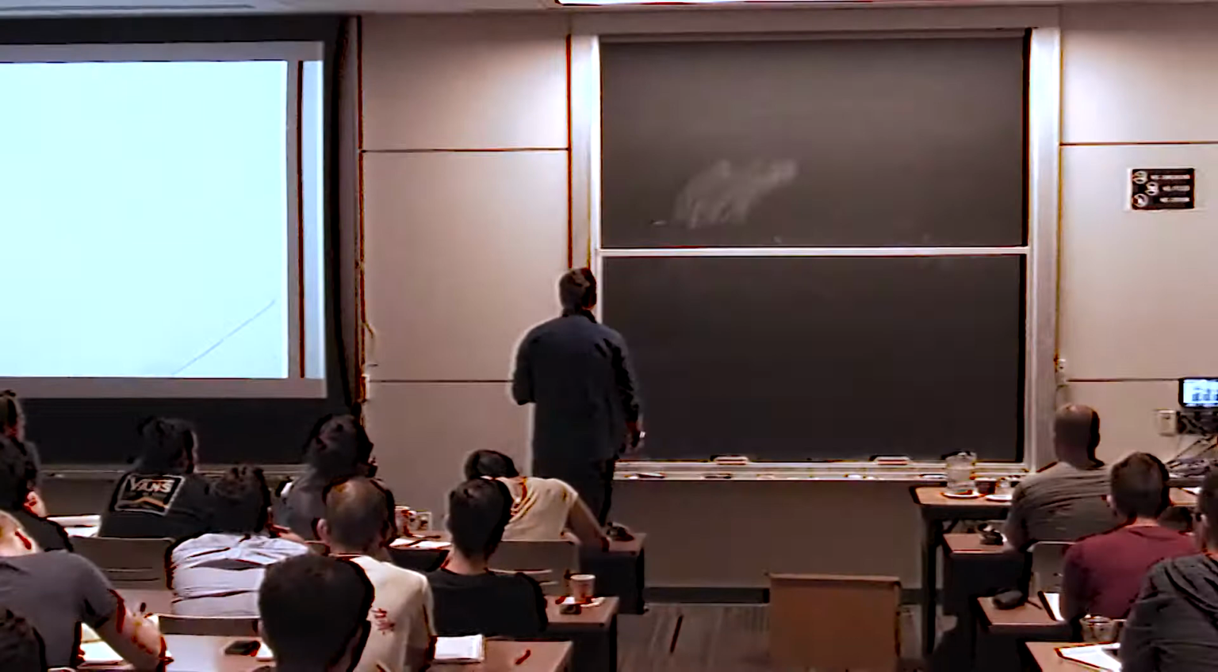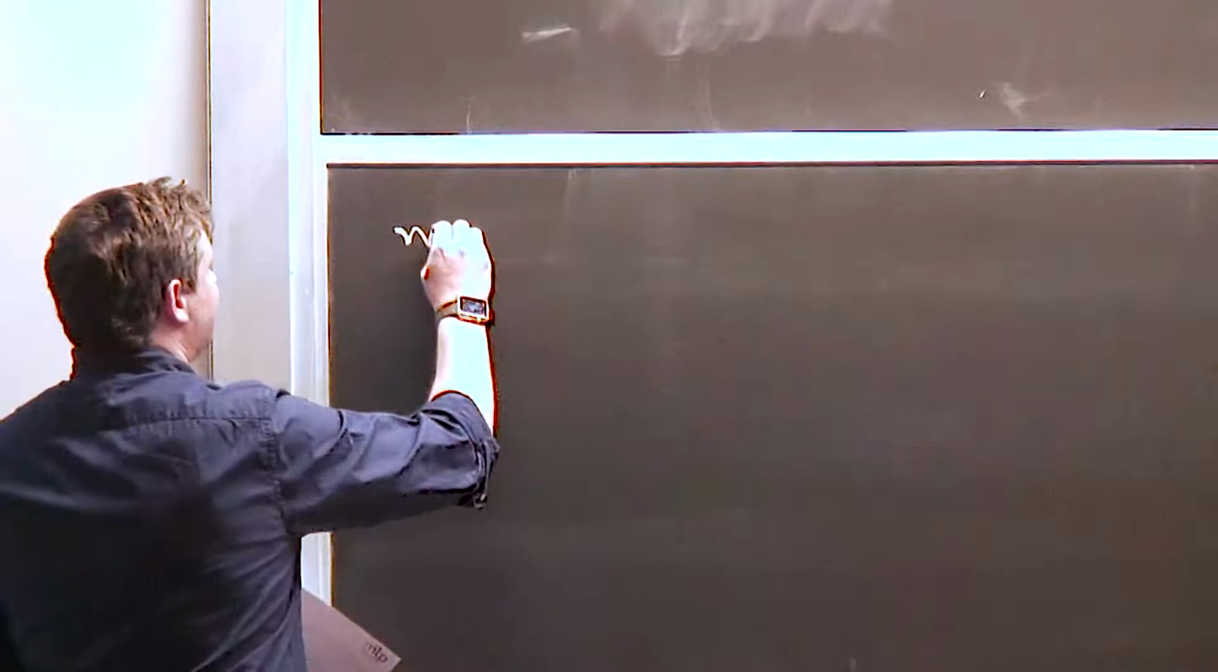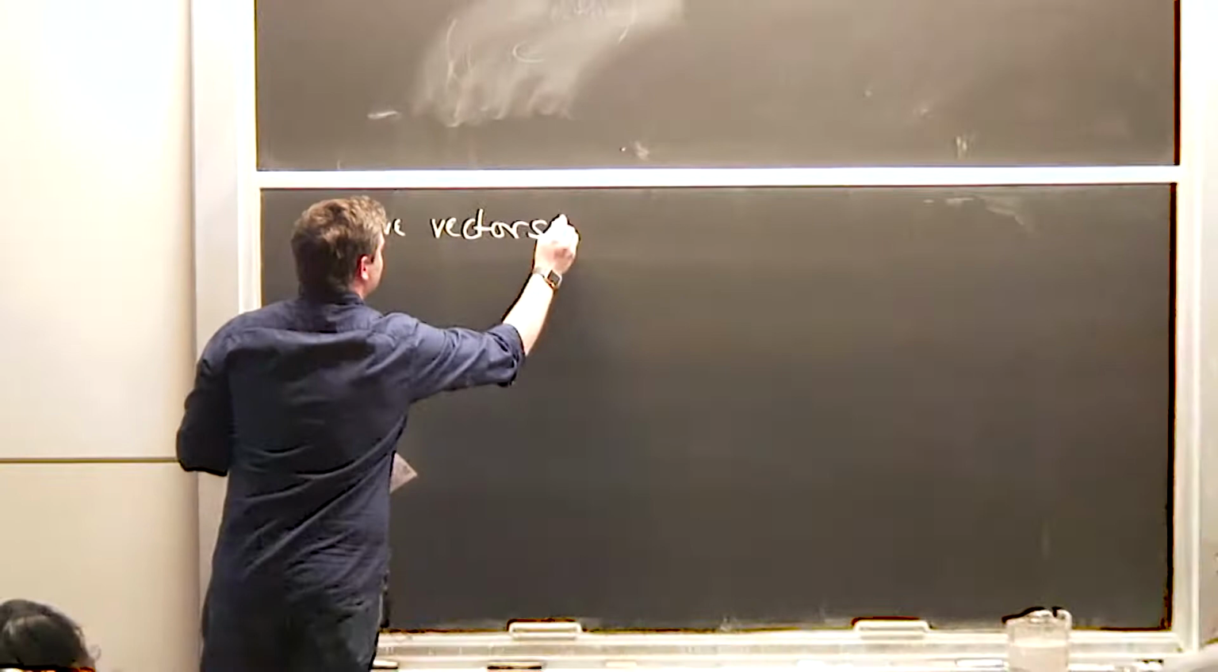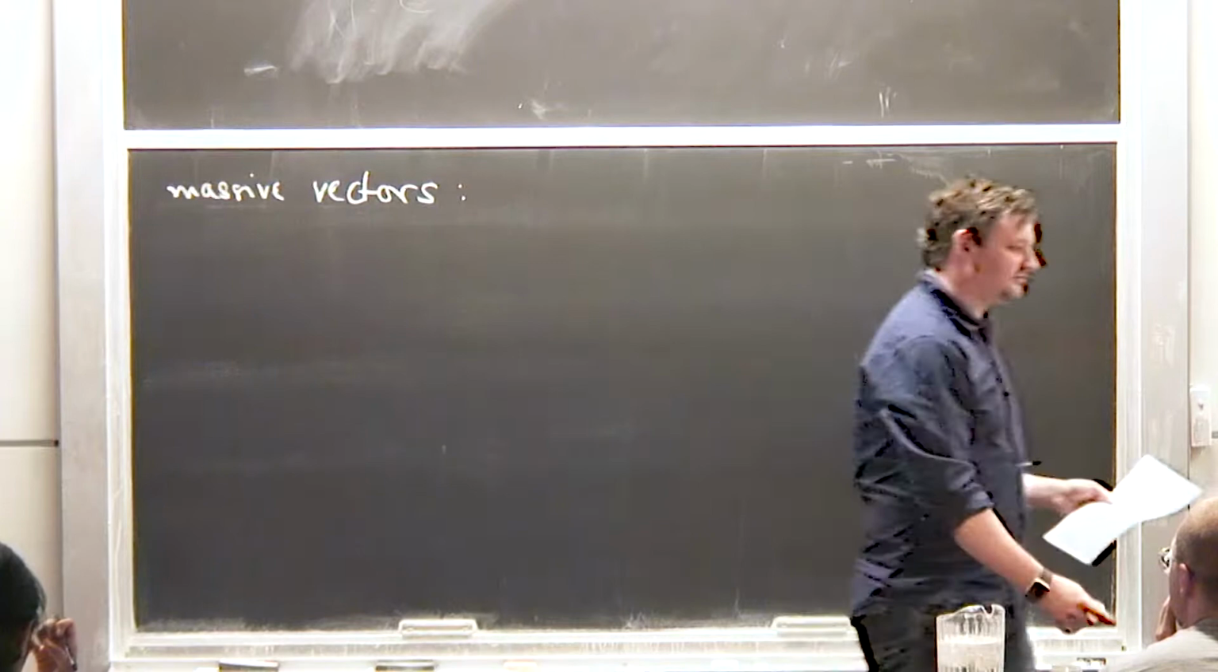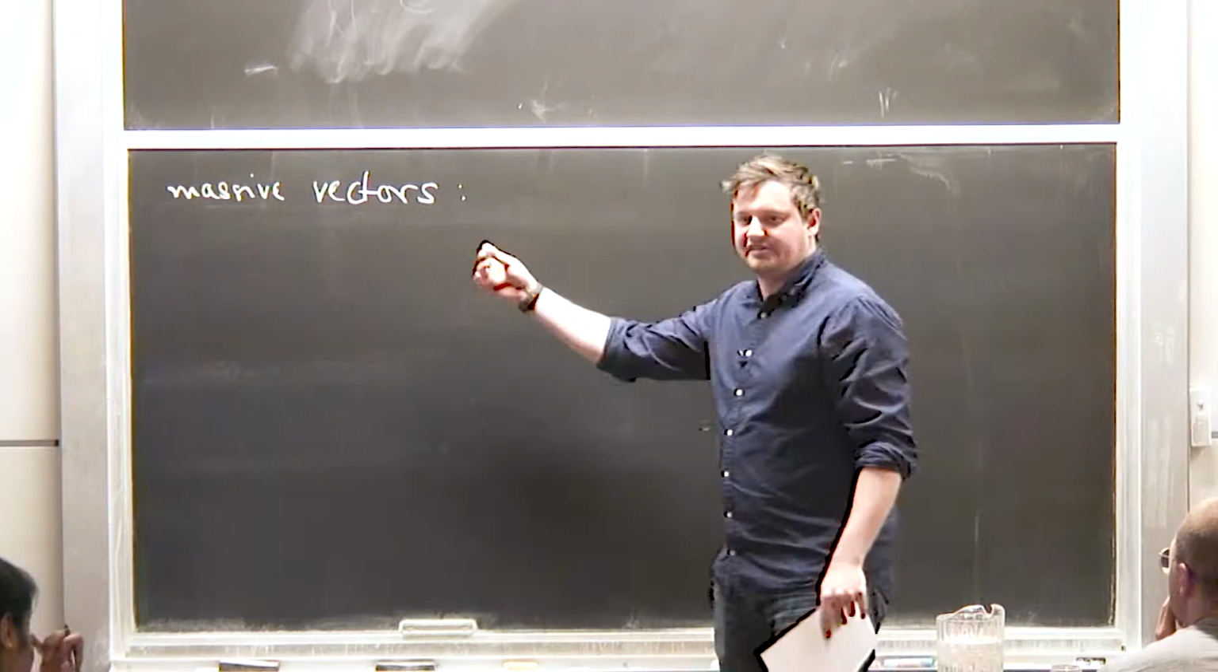So let's have a look at what we have now at our disposal. So now we have massive vectors, and you can think of it in unitary gauge. Okay, so we now have to deal with 3 degrees of freedom for our gauge fields, because they are massive and not just 2. Okay, so the photon field, we had this last time, has 2 transverse polarizations, but now the massive vector picks up a longitudinal polarization.